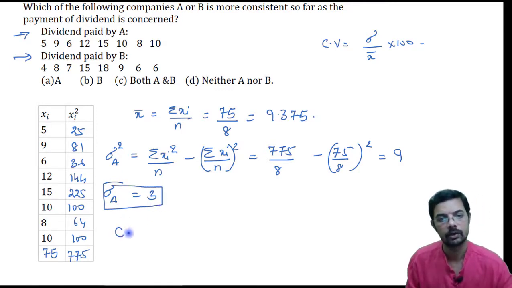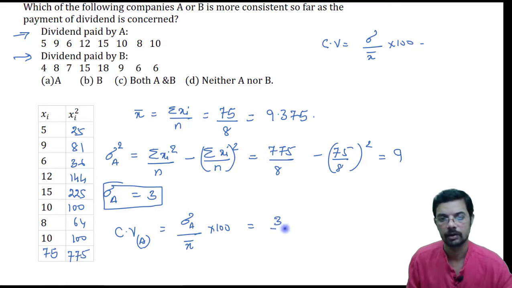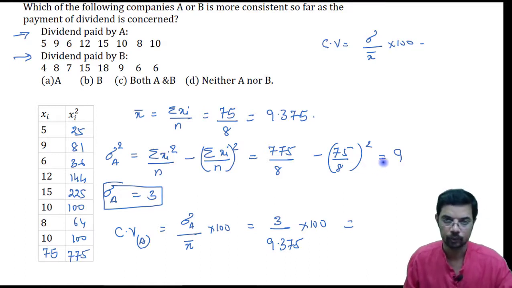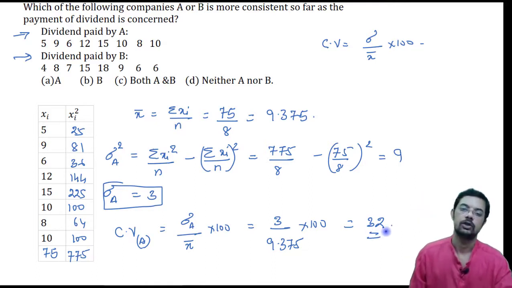Now we need to find the coefficient of variation of company A. That is equal to sigma A divided by X bar into 100. Standard deviation of A is 3, divided by X bar, which is 9.375, into 100, and that finally will give you 32. We can calculate this and get it as 32.